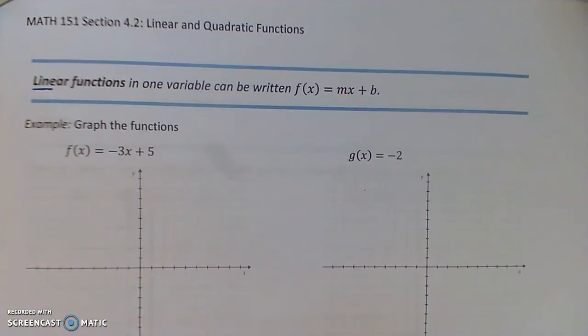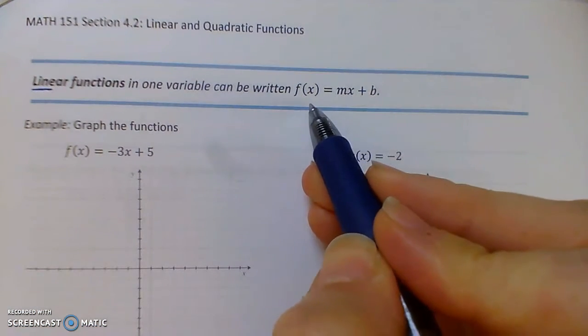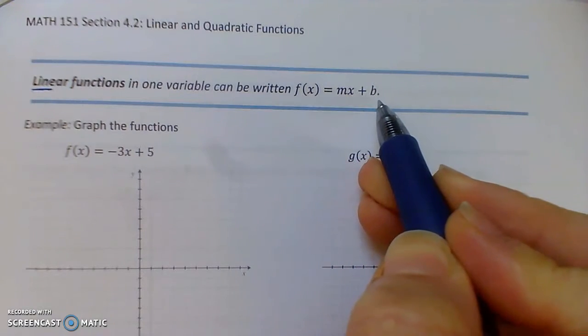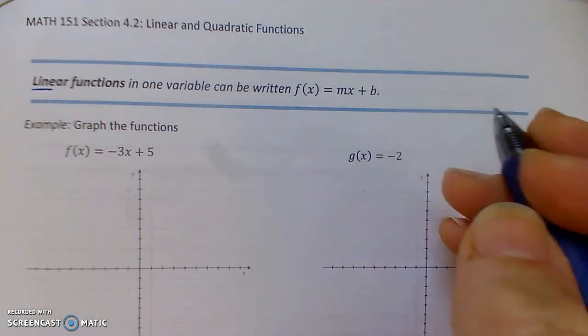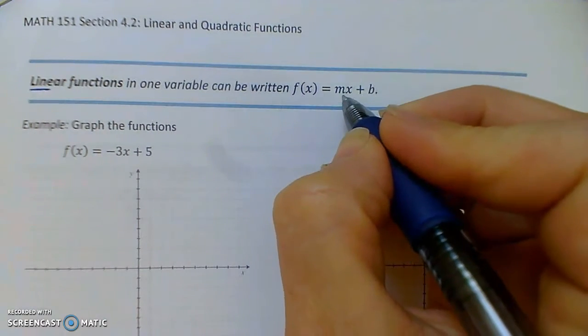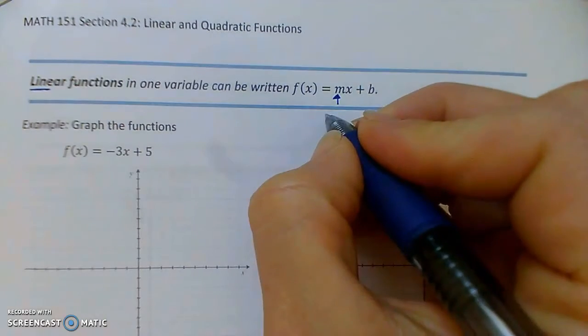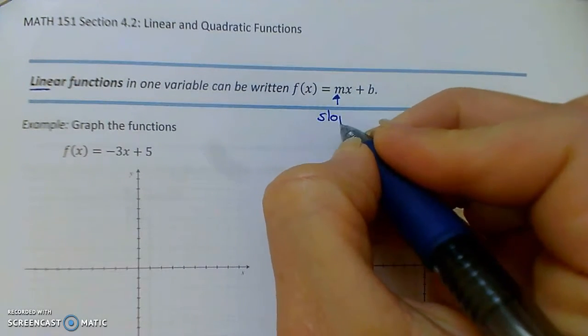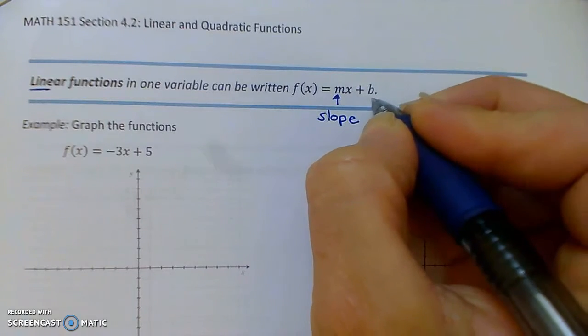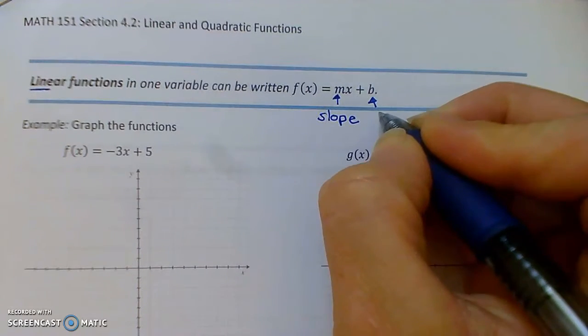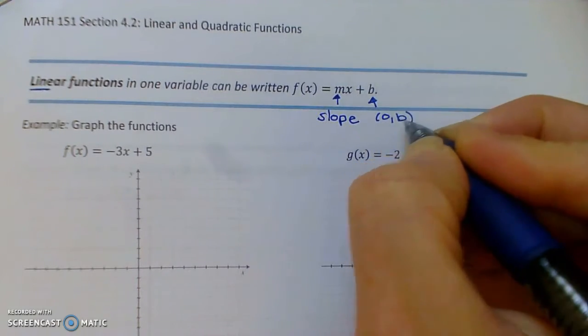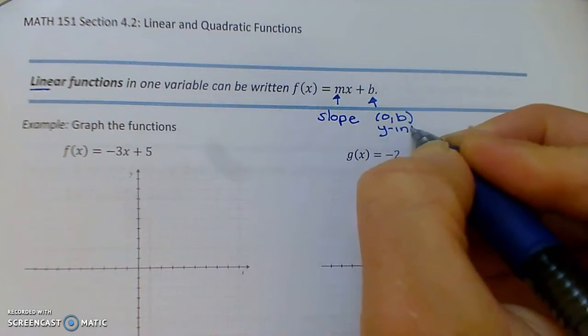They're in one variable. They can be written as f of x equals mx plus b, or you can say ax plus b, or whatever. The main thing to note is the number m, whatever the coefficient of x is, that's usually your slope. Well, it's always your slope. And then whatever b is, (0, b), is the y-intercept.